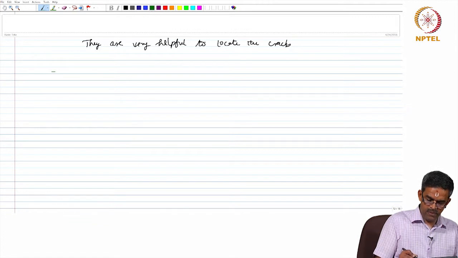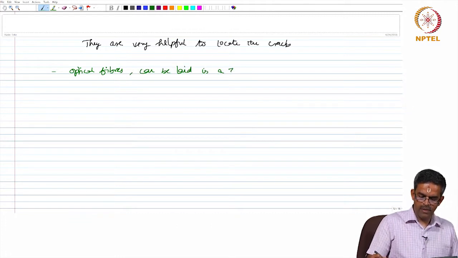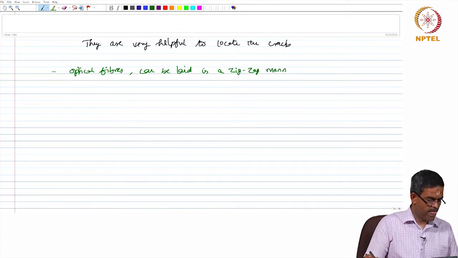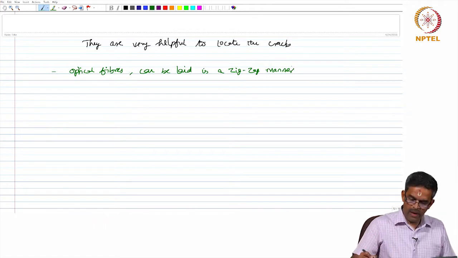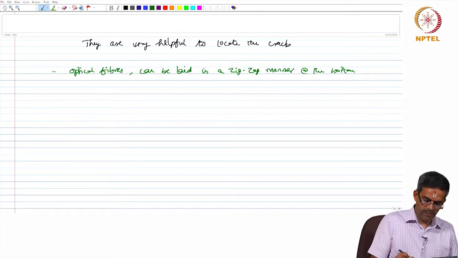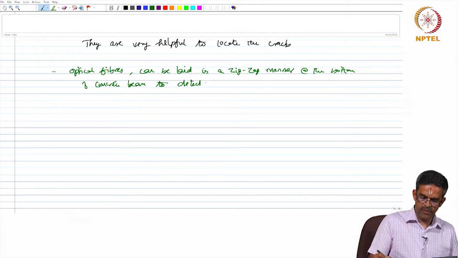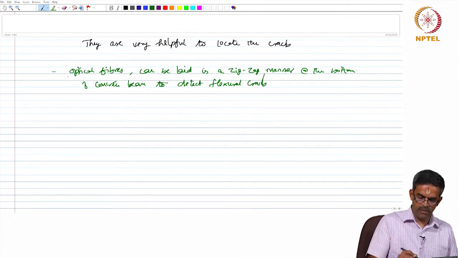Alternatively, optical fibers can be laid in a zigzag manner at the bottom of the concrete beam to detect the flexural cracks in the beam.